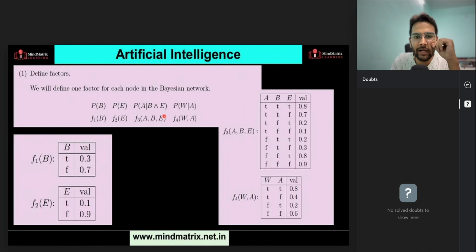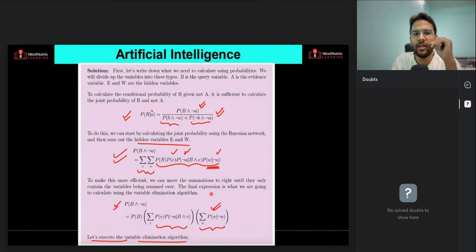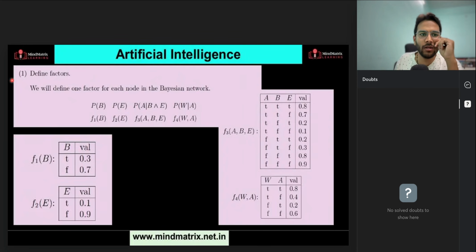Okay, they have defined the factor for this. Fine, we can define the factor for this, not a problem for us. Here they have defined the factor, so it's okay, no problem at all. Later on, maybe they are going to remove it.